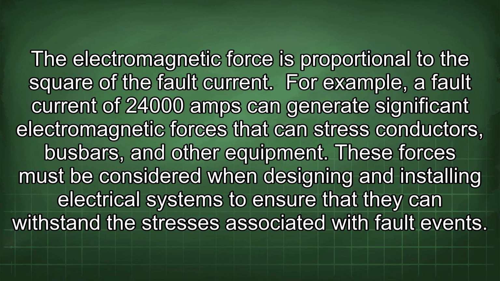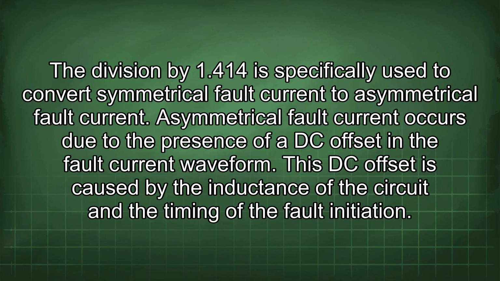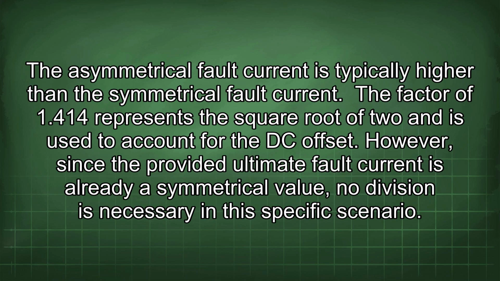associated with fault events. The division by 1.414 is specifically used to convert symmetrical fault current to asymmetrical fault current. Asymmetrical fault current occurs due to the presence of a DC offset in the fault current waveform. This DC offset is caused by the inductance of the circuit and the timing of the fault initiation. The asymmetrical fault current is typically higher than the symmetrical fault current.